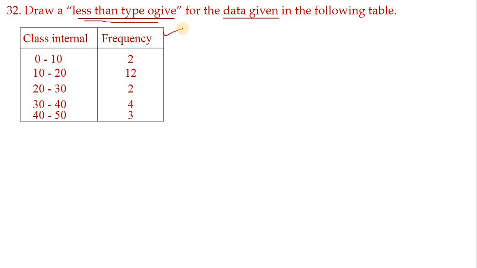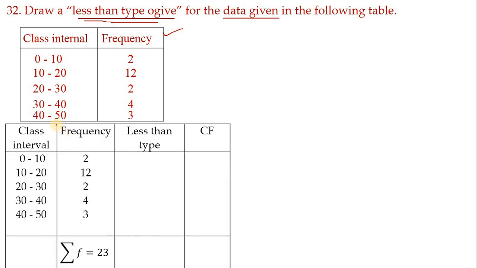It is the given data. So here the table is not a direct one. I mean, in the table they have not given less than type or more than type. Only class interval and frequency is given. When only class interval and frequency is given, you have to prepare the table by yourself. The table should have 4 columns, just like this. The first 2 columns will be as it is, which is there in the problem itself. Next, the third column is less than type and the fourth column is cumulative frequency.